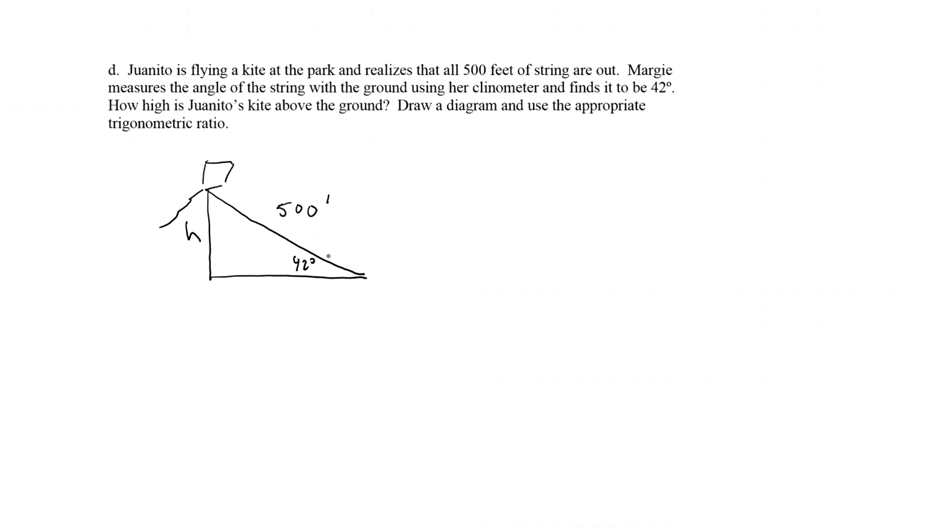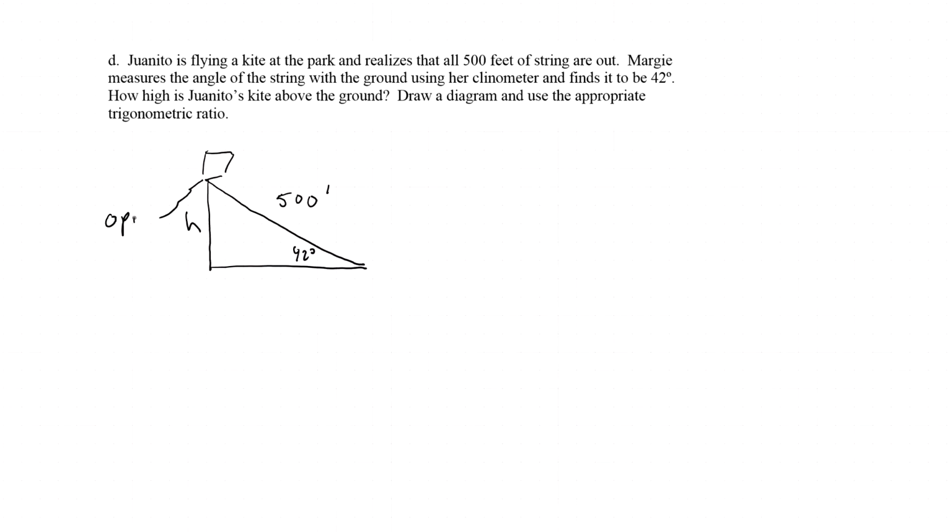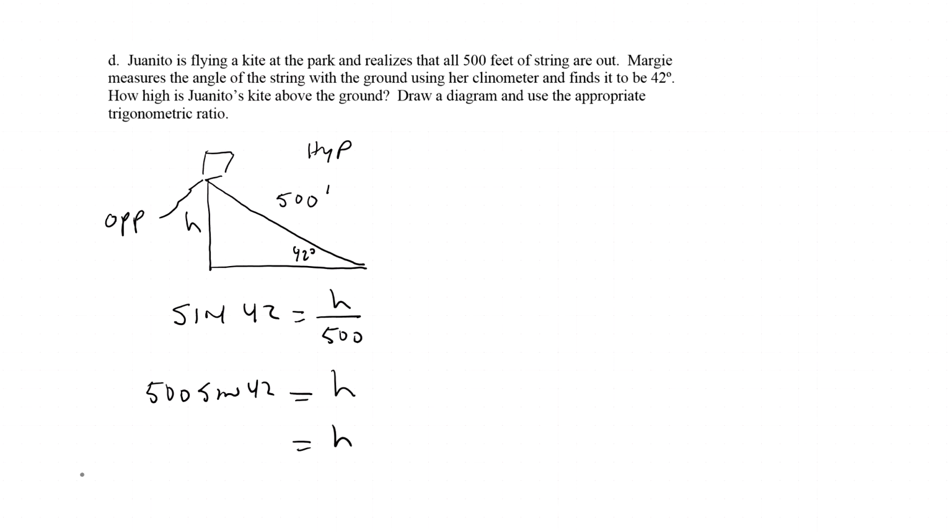So when I look at this triangle, I see that this is the opposite side from the angle, and I see that this is the hypotenuse. So opposite and hypotenuse is sine 42 degrees equals h over 500. And we want to solve for h, so I multiply both sides by 500. So I get 500 times sine 42, and the height of the kite is 334.6 feet.